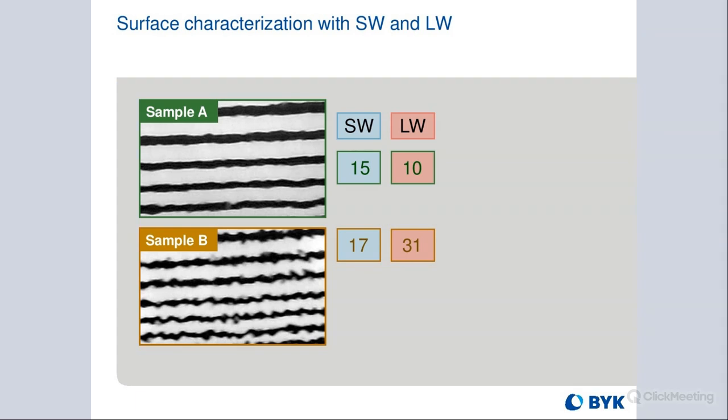So if we look at these two examples, sample A and sample B, and we just look at short wave and long wave, the short wave on sample A is 15 and the long wave is 10. On sample B, the short wave is 17 and the long wave is 31. These two examples are quite different. One has much more long wave than the other, but about the same amount of short wave. Sample A looks a lot better in my opinion. Other people can have different opinions, but sample B would have more texture associated with it. This would be the bigger structures that we call orange peel or waviness.